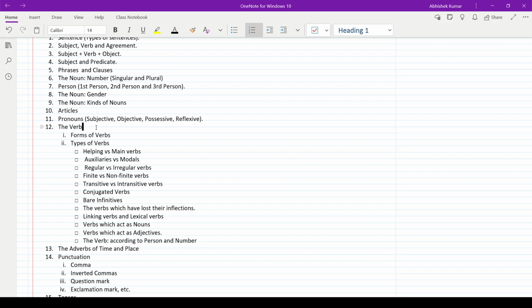You know about the verbs. Let's say at the place of subject the pronoun is they, then the verb will be are. If the pronoun is I, then the verb will be am. If the pronoun is he, then the verb will be is. And accordingly, if the sentence is written in past, then was, were, in future, will, shall. This is what I mean to say here, according to person and number.